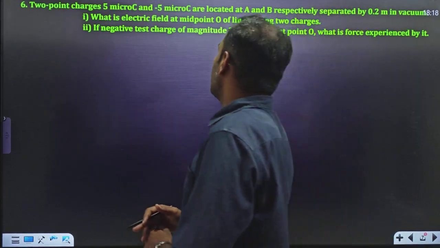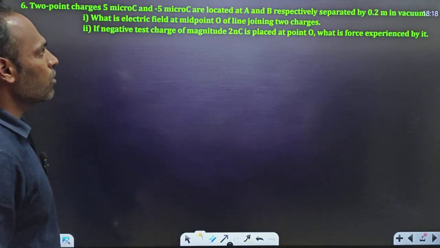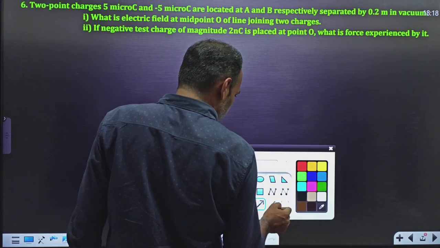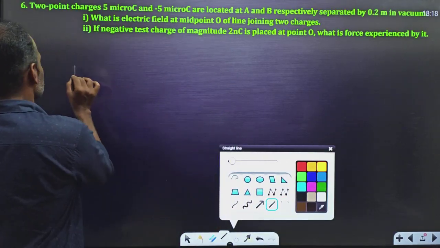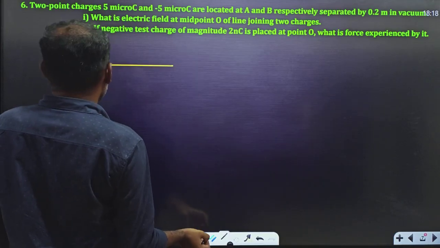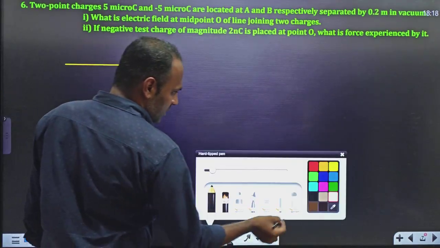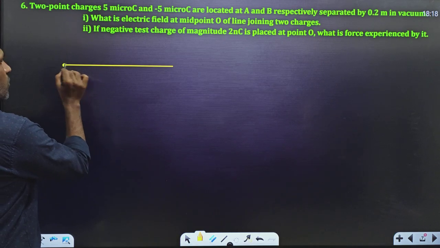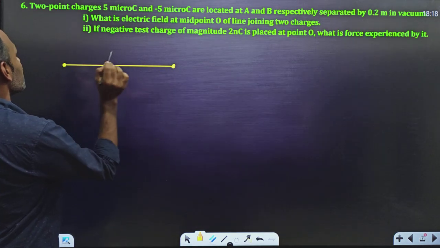What is the electric field at midpoint O of the line joining the two charges? We are having two charges placed on a straight line. This is one charge and this is another charge.